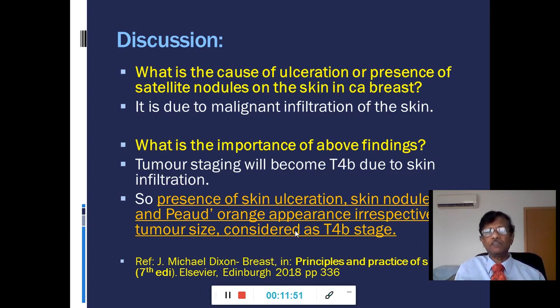What is the cause of a ulceration or the presence of satellite nodules on the skin in carcinoma breast? It is due to malignant infiltration of the skin. What is the importance of the above findings? Tumor stage becomes T4B. Tumor staging will become a T4B due to the skin infiltration. So, presence of skin ulcerations, skin nodules, peau d'orange appearance, irrespective of the tumor size, is considered as a T4B stage.